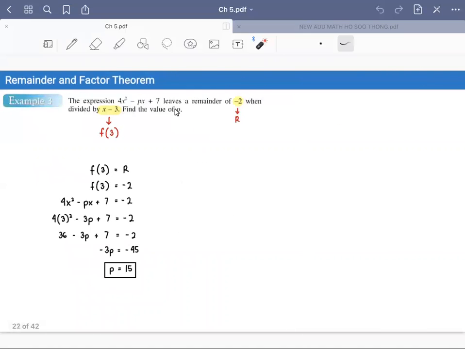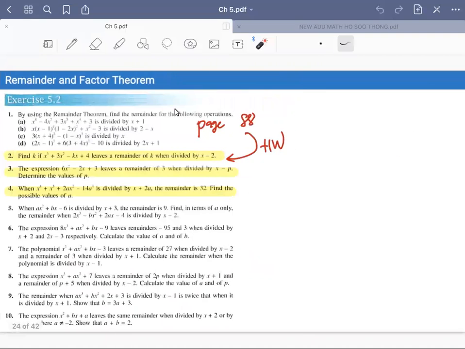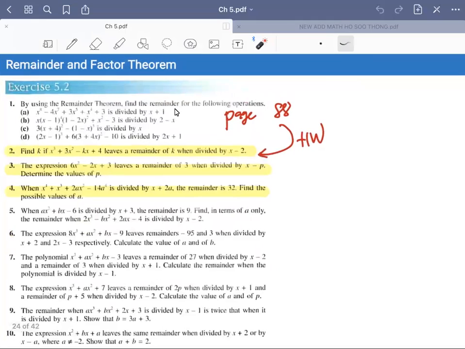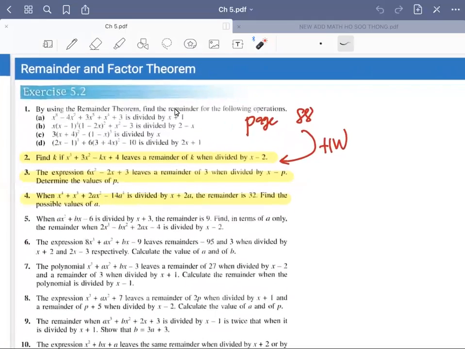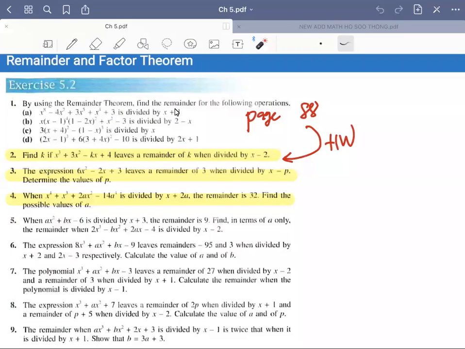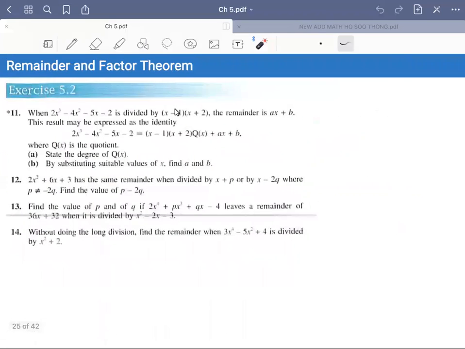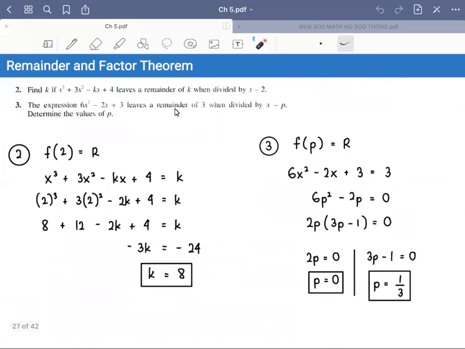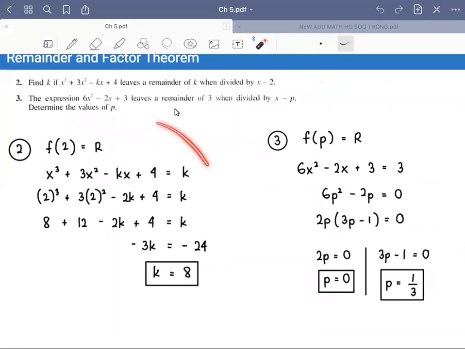Okay, and then let's have your homework, right? Homework number 2. You need to find k if x cubed plus 3x squared minus kx plus 4 leaves a remainder of k when divided by x minus 2. All right, so here's number 2. My answer is 8. That's the value of k.